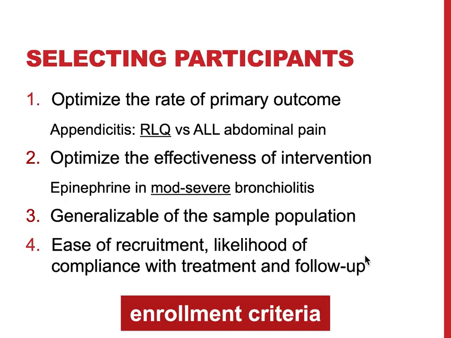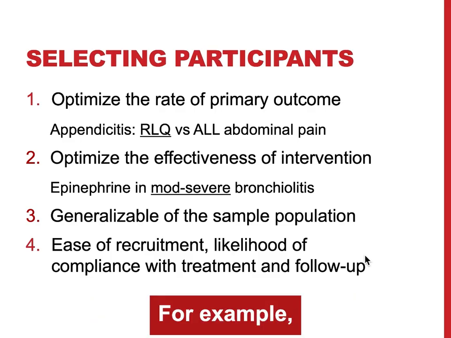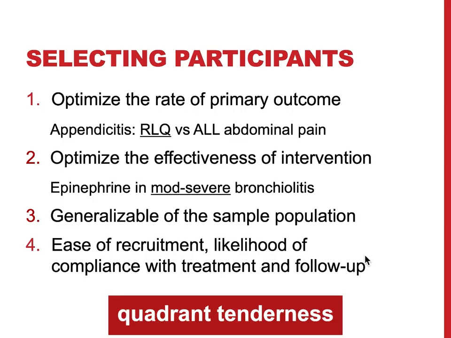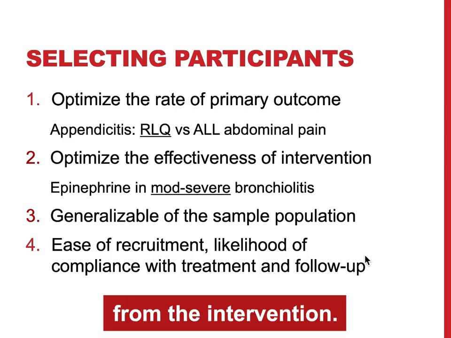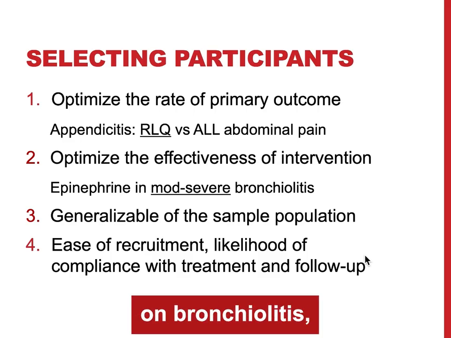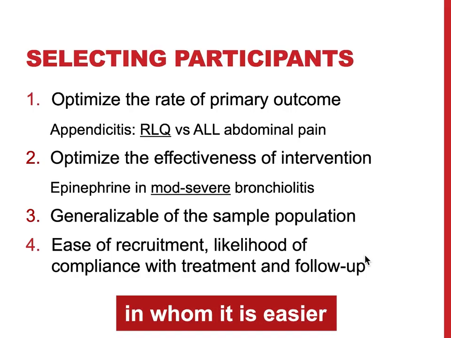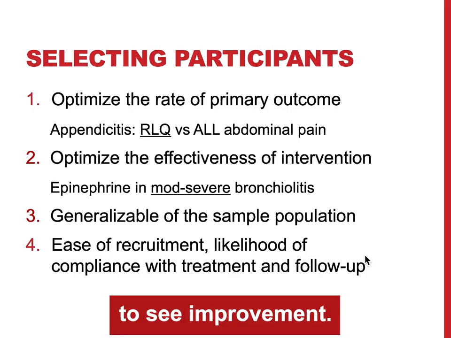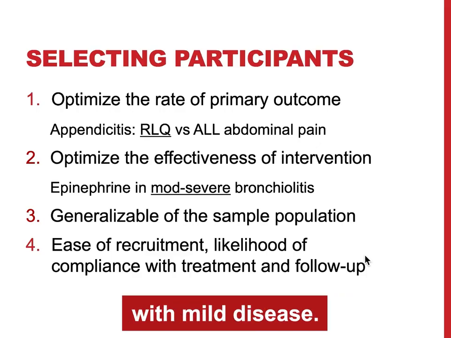The study enrollment criteria should optimize the rate of the primary outcome. For example, if you are studying appendicitis, you would include patients with right lower quadrant tenderness rather than all patients with abdominal pain. It is also important to select a group that would benefit from the intervention. For example, if you are studying the effects of epinephrine on bronchiolitis, select patients with moderate to severe disease, in whom it is easier to see improvement. It is difficult to demonstrate a difference in patients with mild disease.